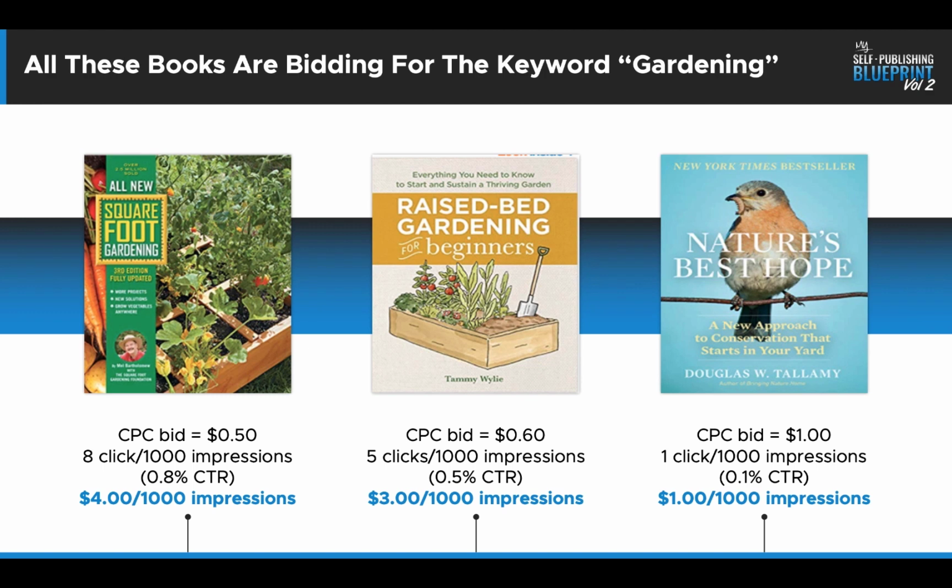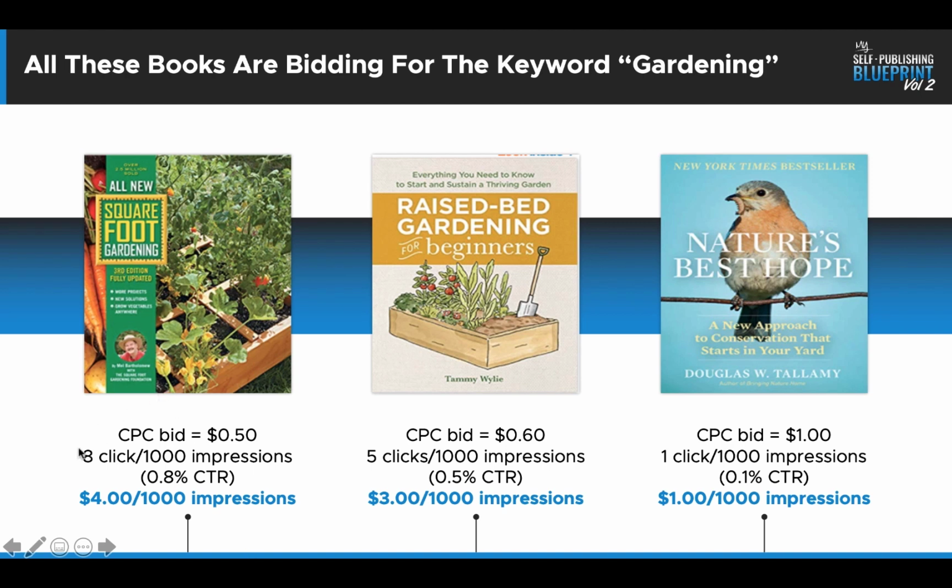So here's another example. Let's say these books are all bidding for the keyword gardening. Okay, we have 3 books here. We've got Square Foot Gardening, Raised Bed Gardening, and then we have this bird book. Let's say this green book here is doing 50 cents for a bid. This book right here, Raised Bed Gardening, is doing 60 cents, and then the bird book is paying $1 for the bid. So Amazon's running the ads.